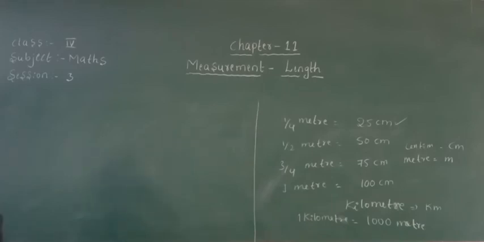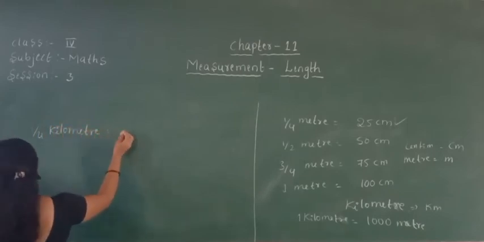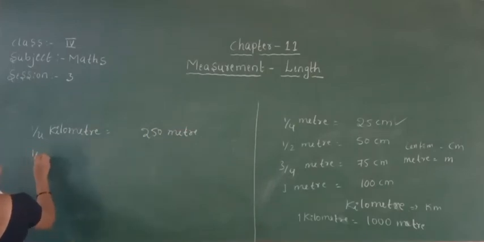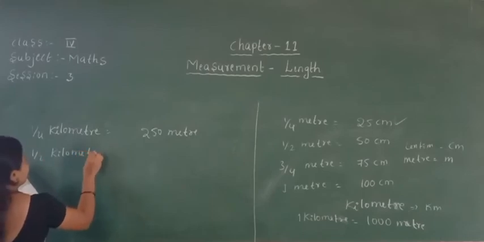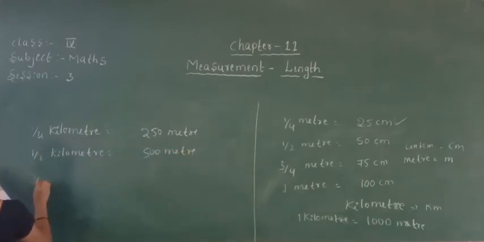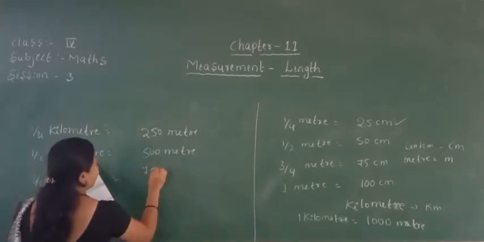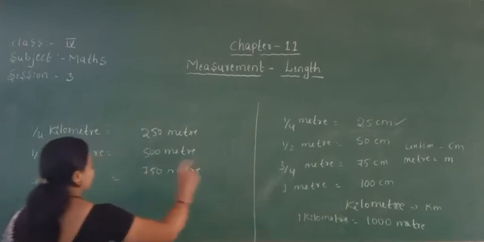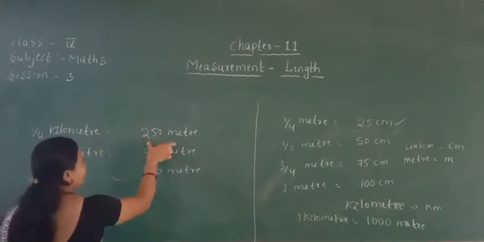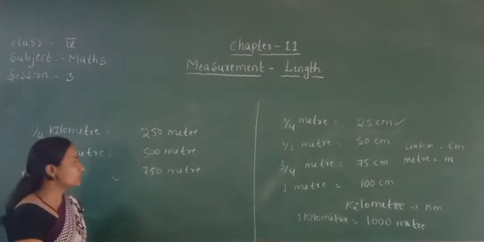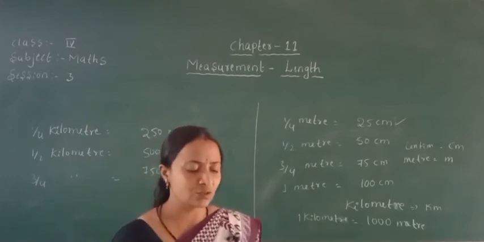So 1 by 4 kilometer is equal to 250 meters. Remember all of these. 1 by 2 kilometer is equal to 500 meters. 3 by 4 kilometer is equal to 750 meters. So to recap: 1 kilometer is equal to 1000 meters, 1 by 4 kilometer is equal to 250 meters, half a kilometer is equal to 500 meters, and 3 by 4 kilometer is equal to 750 meters. Understood all these? Yes.